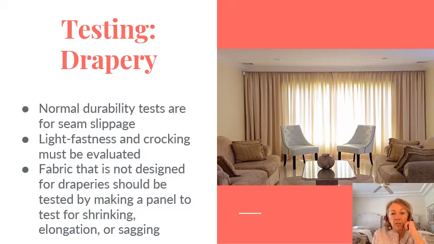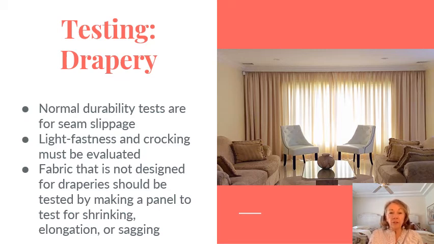Crocking's not as big of an issue for draperies and curtains, because we generally aren't rubbing our clothing against that curtain, and chairs generally won't be rubbing against the curtain. So fabric that is not designed specifically for draperies should be tested by making a panel of draperies to test for shrinking, elongation, or sagging.